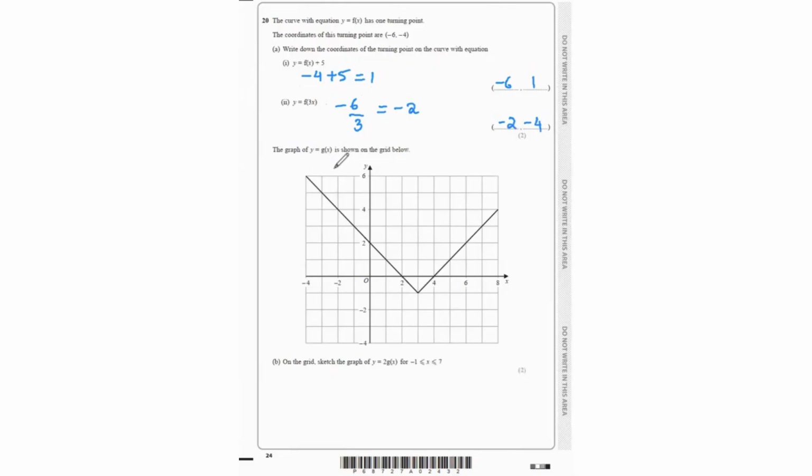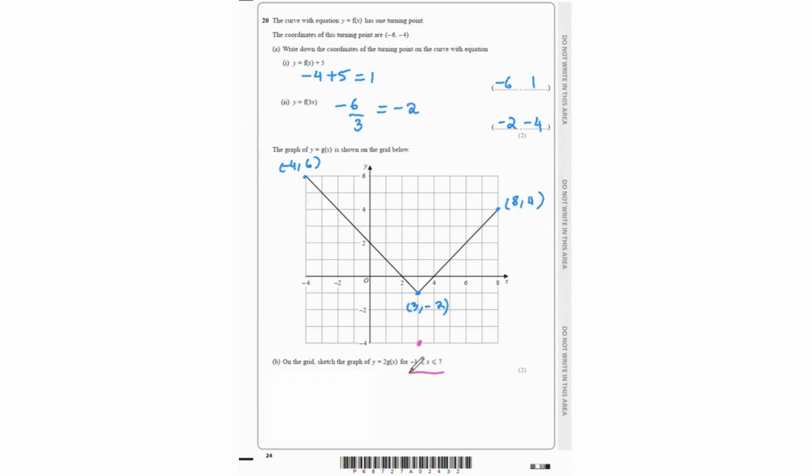The graph of y equals g of x is shown on the grid below. On the grid, sketch the graph of y equals 2 times g of x for x greater than or equal to -1 and less than or equal to 7. So 2 times g of x means that we're multiplying the y coordinates by 2. So this is 3, -2. This is 8, 4. And this is -4, 6. So for the new graph, it's going to be 3, -4 over here.